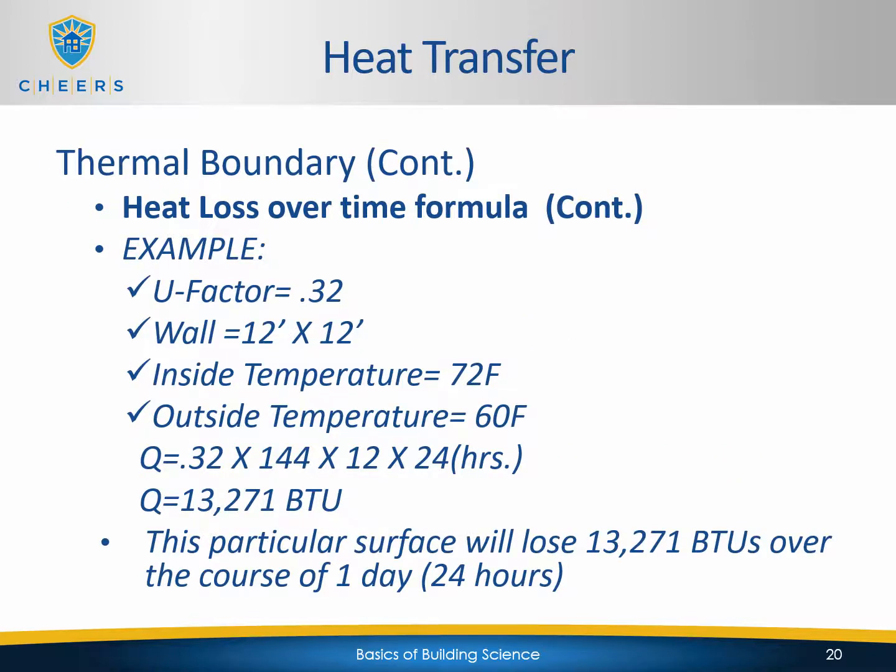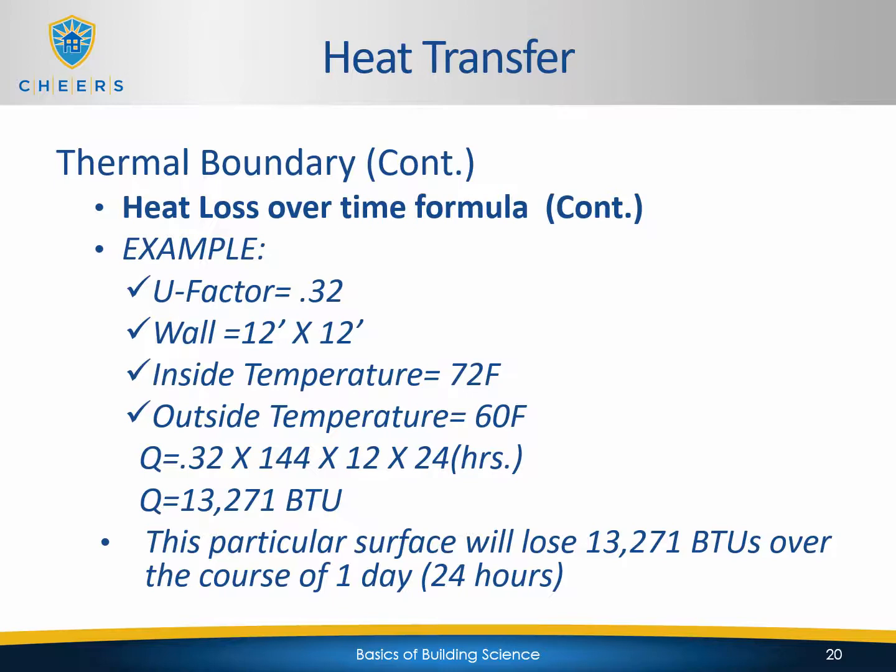So this is an example. You have a U factor of 0.32. You have a wall that's a 12 by 12 wall. The inside temperature is 72 degrees, and the outside temperature is 60 degrees. All you have to do now is plug those numbers, those variables, into the formula that we gave you earlier.